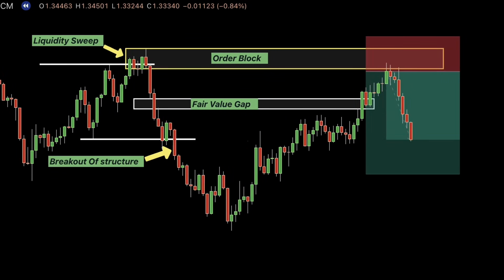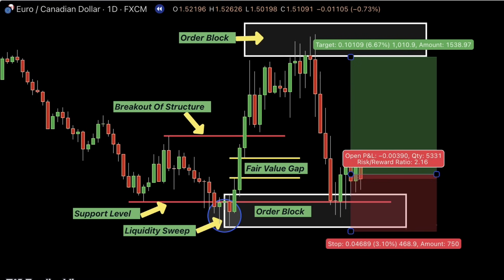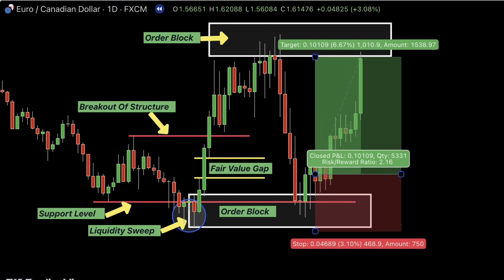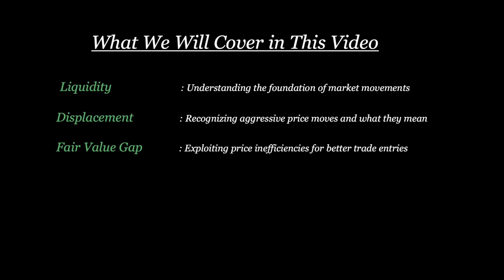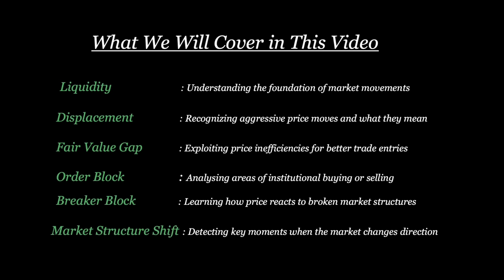Hey traders! In this video, we're diving into some of the most powerful ICT concepts that have been game changers for consistent, successful trading. Today, we'll break down the definitions, core principles, and how to apply these strategies on live charts to help you catch high probability trades.